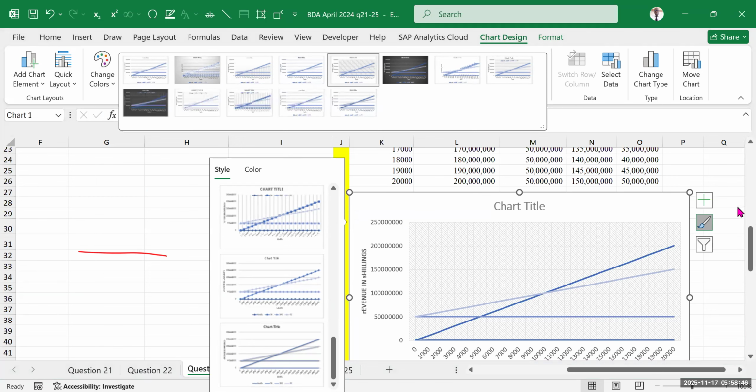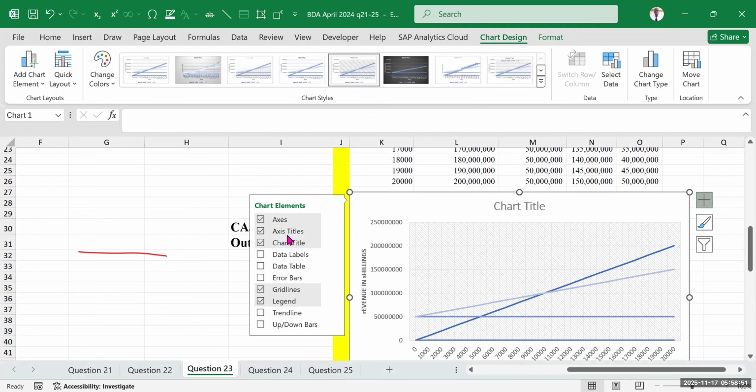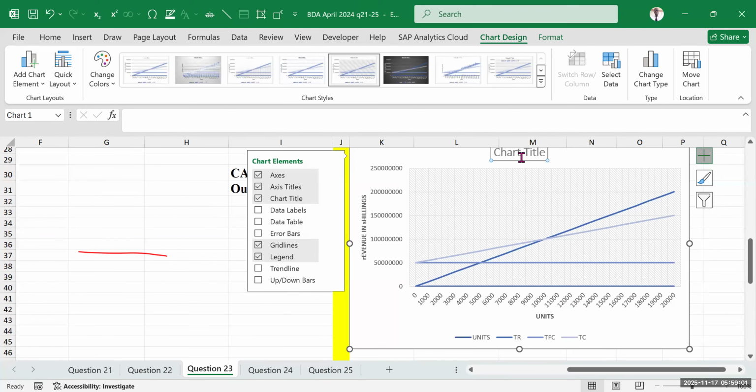And again, when you name the axis, click on that plus sign and mark on this axis titles. You see that? Just mark on it. Once you check on it, then you'll see they want you to name the Y, give the title, name the X. Now we need to give the title.